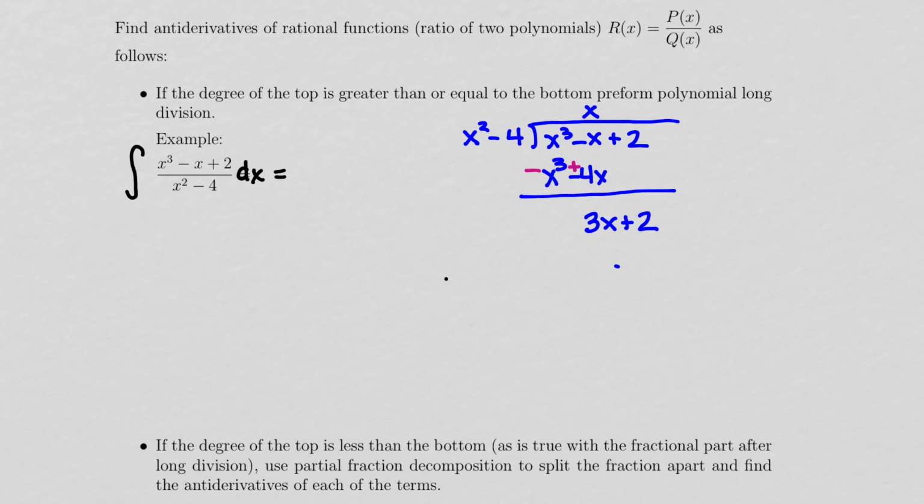Oh, there's only one step on this one. Why do I say there's only one step? Because we went right down to a linear factor here, which is 1 degree less. So this guy, you only have to do one long division. This is going to be quotient plus remainder over divisor.